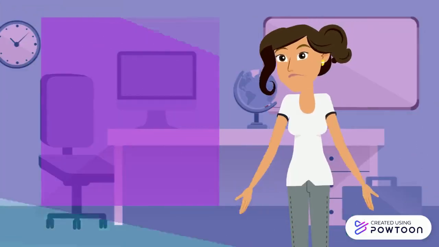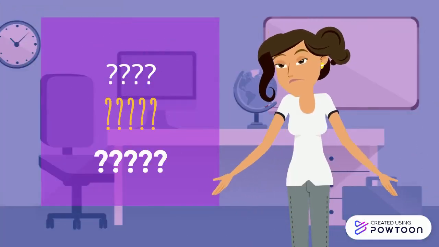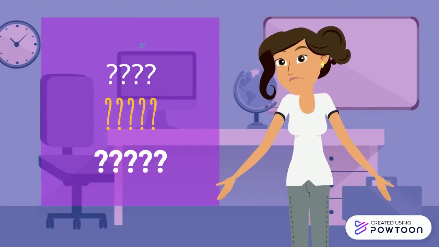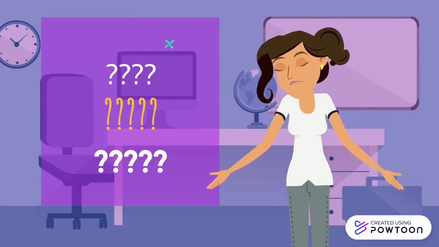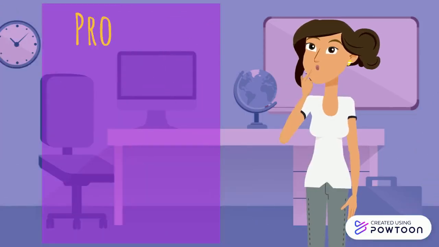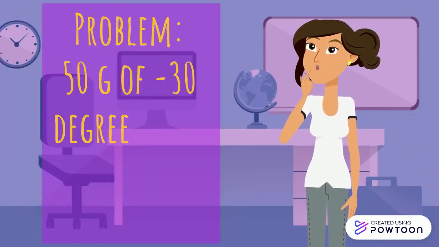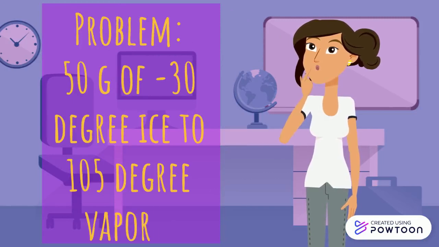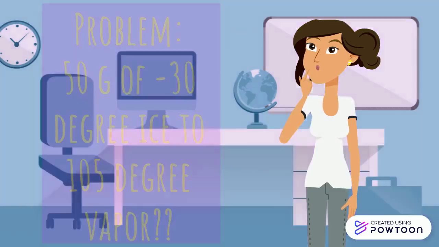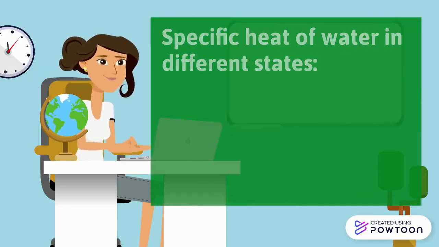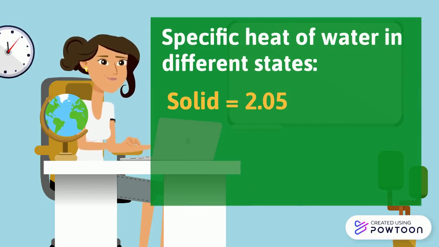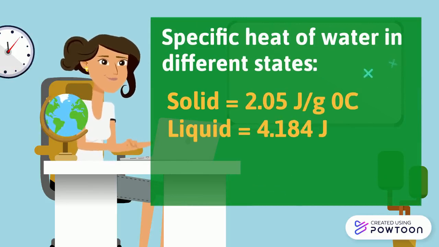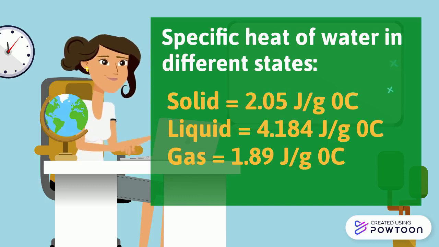So what if we wanted to know exactly how much heat is required to make these phase changes happen? So let's figure out how much energy it would take to go from negative 30 degrees Celsius ice to 105 degrees Celsius vapor with a mass of 50 grams. In order to solve such problems, we need to identify the specific heats of the different states of water as indicated on the screen, and the numbers for the heat of fusion and vaporization we previously discussed.